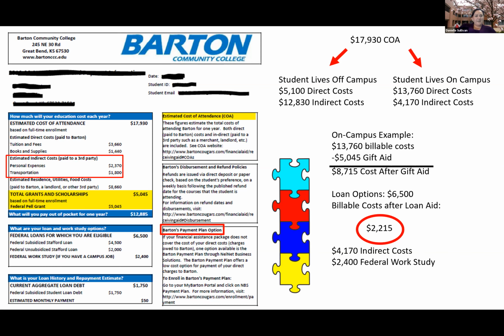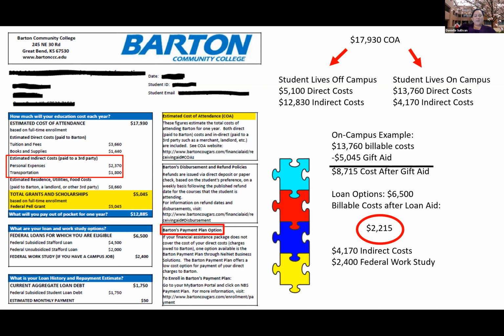And then their total grants and scholarships is $5,045. That's from the Pell Grant because it says Pell Grant right there. So what will you pay out of pocket for 1 year gives you an estimate of $12,885. But we're not done because that's just the free money. Now, if they're eligible for loans, which it looks like they are according to this offer, they could potentially get $4,500 in a subsidized loan and $2,000 in an unsubsidized loan for a total of $6,500 to pay towards their tuition and fees. So we can already chisel down this factor.